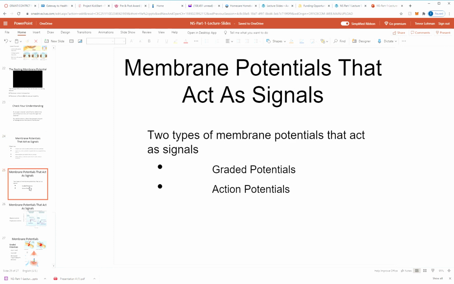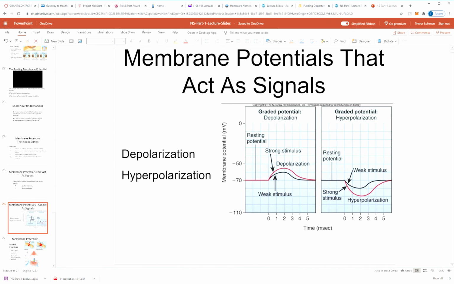Here they are. These are it. There's two potentials that act as signals: graded potentials and action potentials. Here is a graphical representation of two different graded potentials.